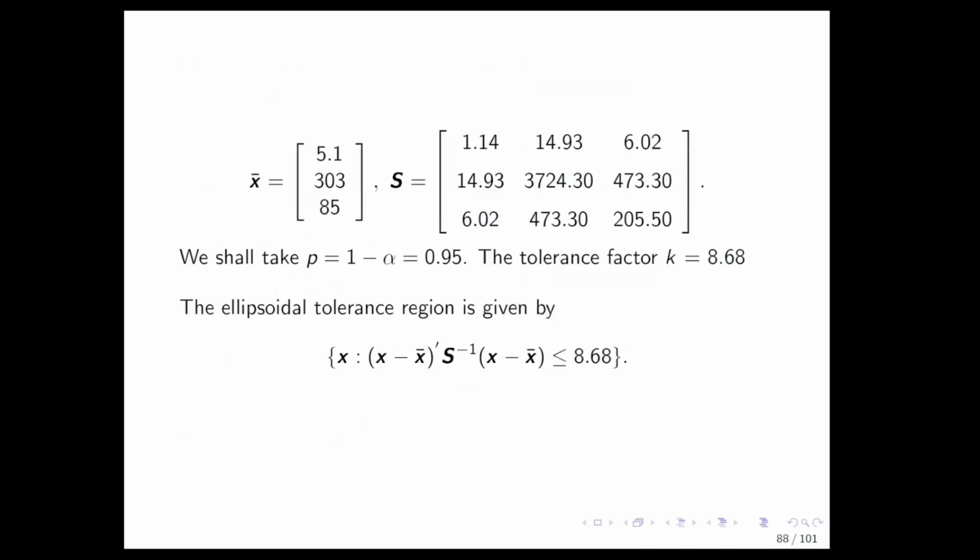So here is the computation done for the example because we know what the sample mean is. We know the sample covariance matrix. And we have N. So with the P and 1 minus alpha equal to 0.95, the factor is 8.68. So this is the ellipsoidal tolerance region. Okay. Now going back to the example.